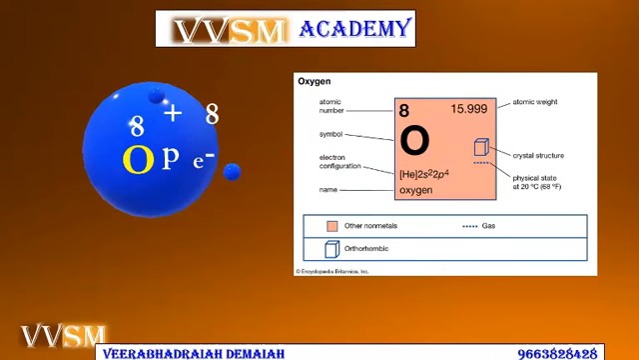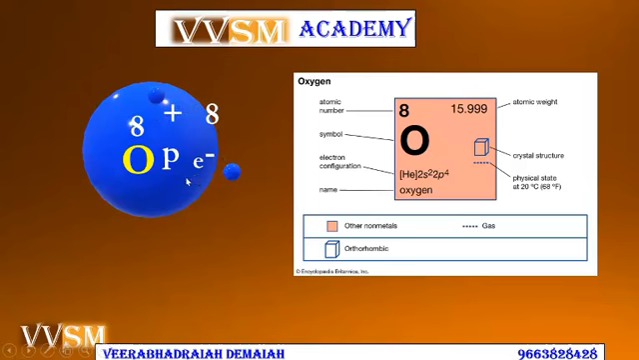These are some of the important points to be remembered. Atomic number is 8. Atomic weight is 15.999. For practical consideration, it is considered as 16. Symbol is O and the electronic configuration is 2s2 2p4. Name is oxygen, and it is a gas among the other nonmetals. This is the oxygen atom, which consists of 8 protons and 8 electrons.